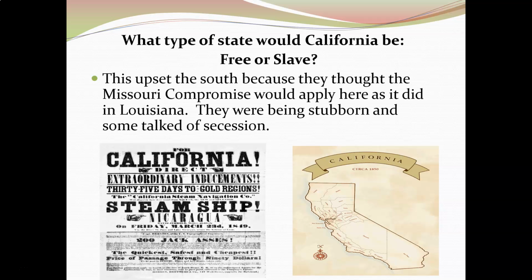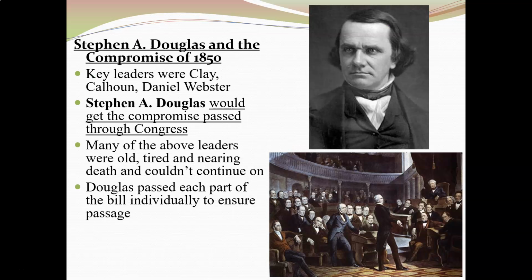Or a free state, because a good portion of California is above the line, the 36°30′ line that said it would be a free state. The problem is there was a good portion south of it that meant it could be a slave state. It essentially split the line. You can't ask for a more controversial setup.